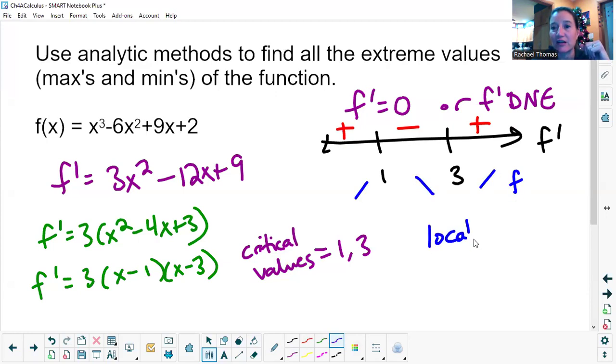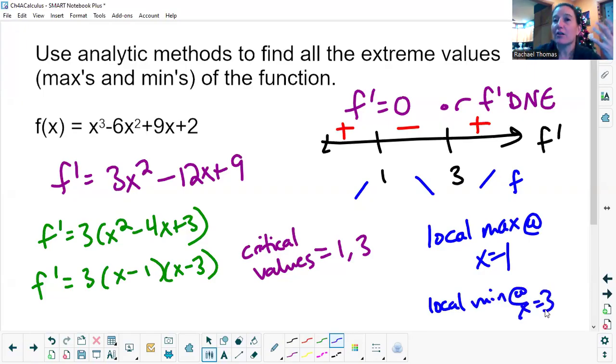And I can see that there is a local max at x equals 1 and a local min at x equals 3. Are they global? Maybe. I mean, I know that they're not because I understand what the behavior of this function looks like. It's not going to have global maxes and mins, but I at least know that they're local, and it's okay to say local even if it ends up being global. I can call these things relative maxes and mins even if they're absolute.